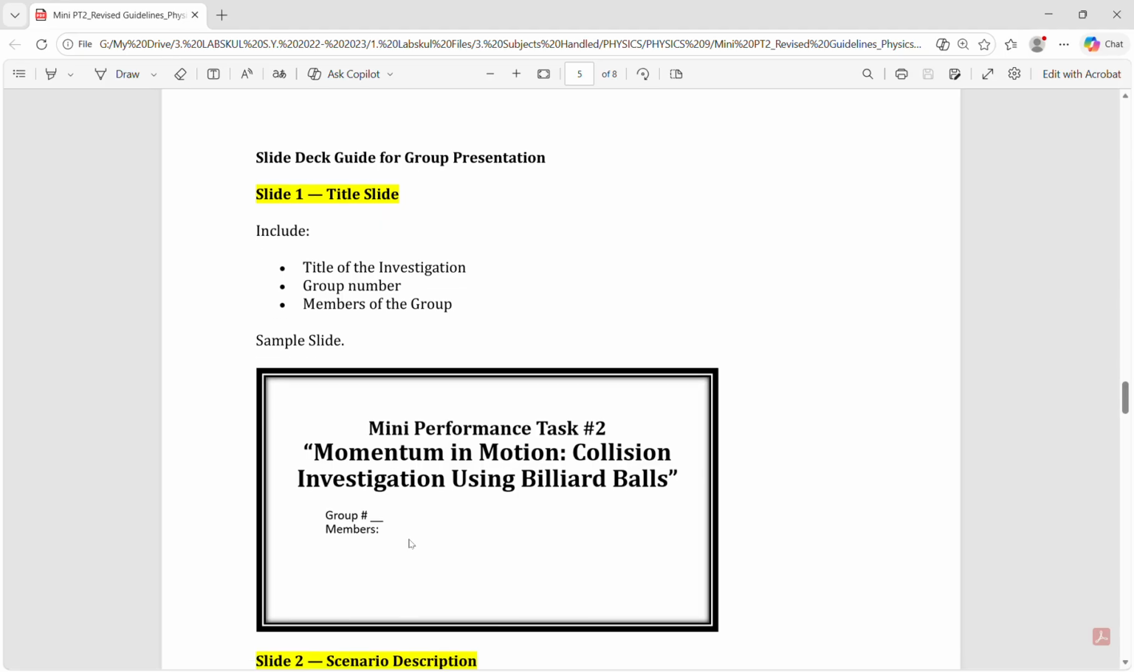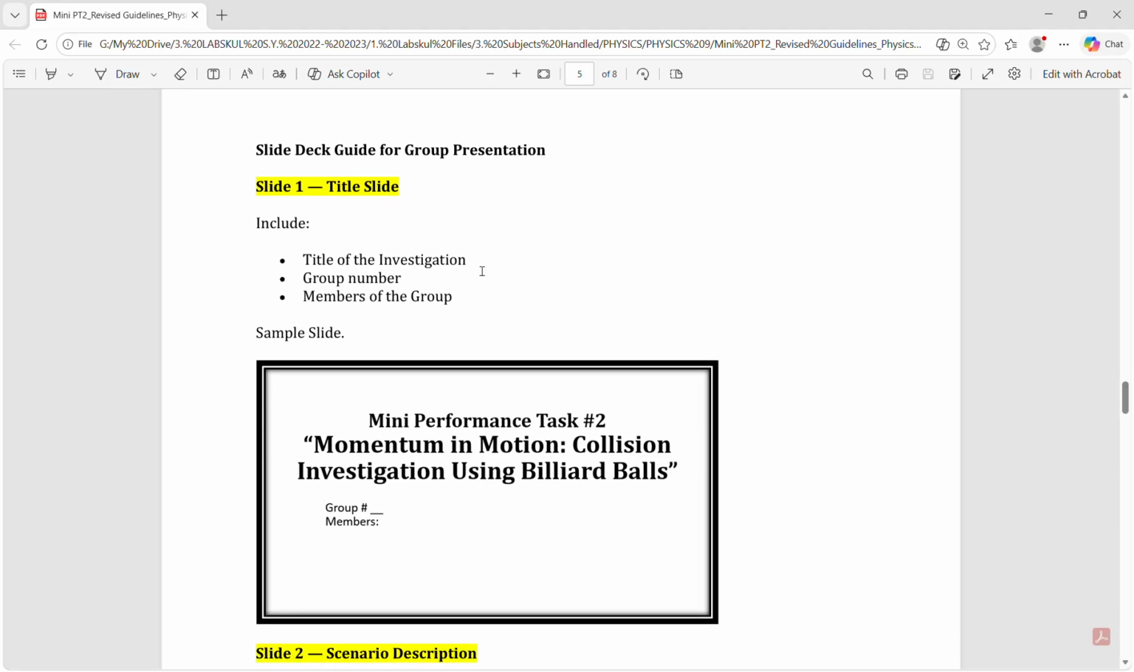So here is now the template for your slides deck. This is the PPT to be prepared by each group, just like what you did last time in our first mini performance task. Slide 1 is the title slide. It could include the title of the investigation. You can customize it. The title of the activity is Collision Investigation Challenge, but instead, since my example, which I discussed last Friday, used billiard balls, that is what I will use as my title.